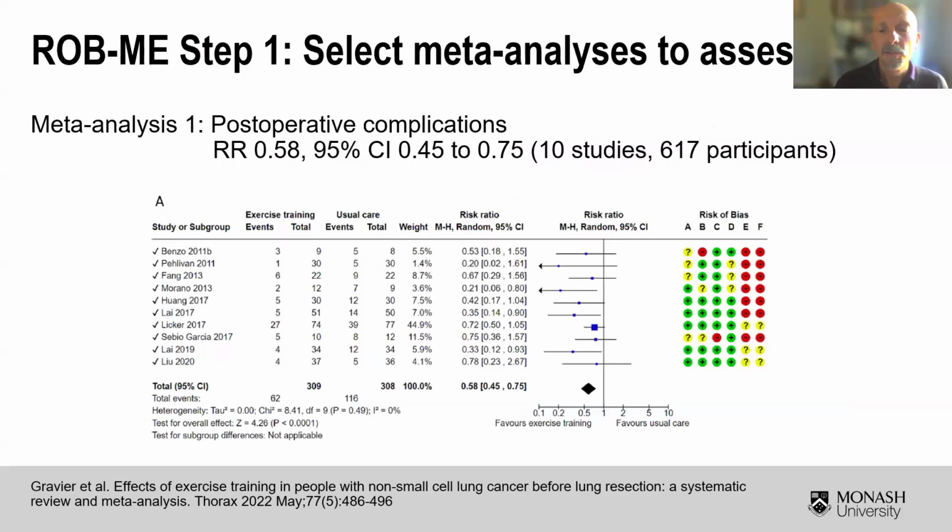And the systematic review included this meta-analysis. The primary outcome was post-operative complications. We can see from this that if we took it at face value, there's reasonably strong evidence that these exercise training interventions seem to be reducing the amount of post-operative complications, almost a halving of risk there. And we can see that's the old risk of bias profile there.